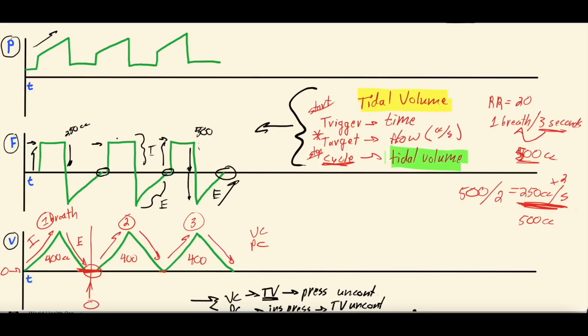And that's why in volume control, this top area is flat on top, because the target is a flow rate. It's a constant flow rate until you get to the tidal volume that you set, and at which point the ventilator stops flow and the breath is over.